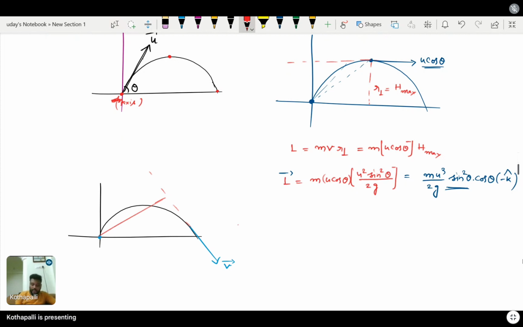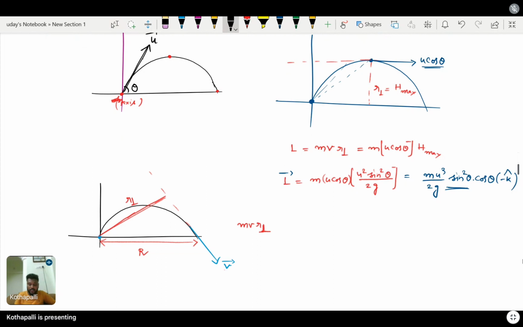So either go with M V R perpendicular by calculating this distance, because this distance we already know is nothing but the range. In M V R perpendicular, the velocity is nothing but the initial velocity only, U. But it will be directed like this. The magnitude will remain the same. And R perpendicular is the perpendicular distance between the line of action of velocity and the point of projection or axis of rotation. This is one possible case.